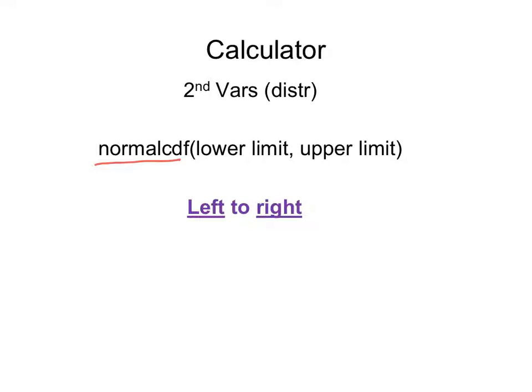And then we only have to type in 2 numbers, the lower limit and the upper limit. I'm talking about numbers that are on that z-axis. So find the numbers that are in the problem on your z-axis, whatever they might be, and we're going to type them in the order they would come on the number line, from left to right.